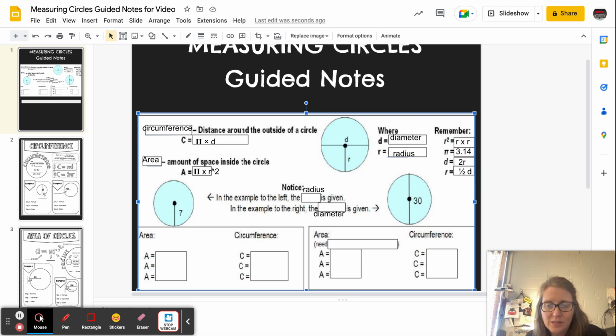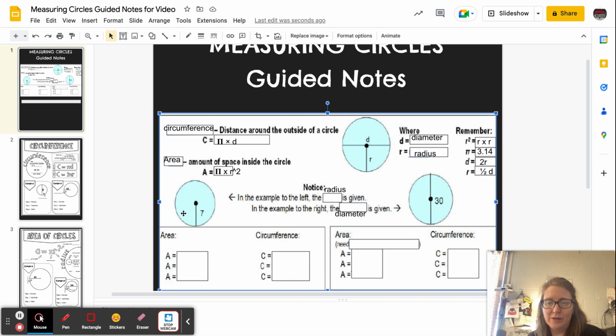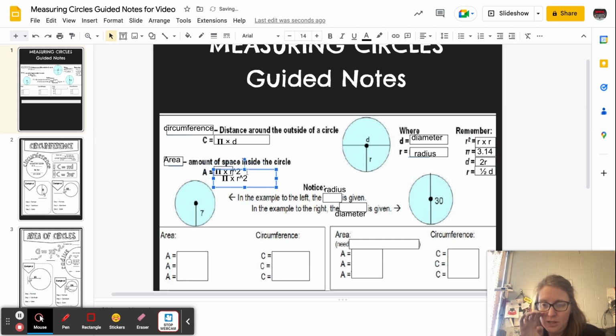Okay? And so if we were using this example here of 7 and we wanted to find the area, we need to remember area is pi times the radius squared. So I'm going to just copy this one and put it right here. You're going to write pi times the radius squared here. And we know pi's approximation is 3.14. And we want to multiply that by the radius. We know the radius here is 7. So we're going to say 7 squared, and 7 squared is 7 times 7.